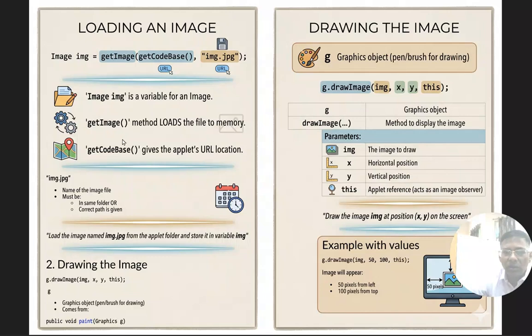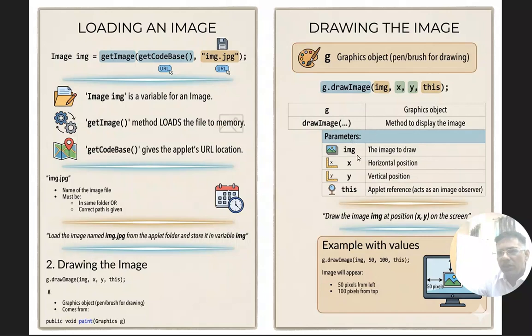So this is about the images. Then the name of the image file, img.jpg, which must be in the same folder, so you have to make sure that it is located there. And then draw the image, g.drawImage, img is the object we just created, x comma y, we have to give the coordinates, and then we have to provide this also. So here, public void paint Graphics g, again the same thing we have discussed, g dot drawImage, img, x comma y.